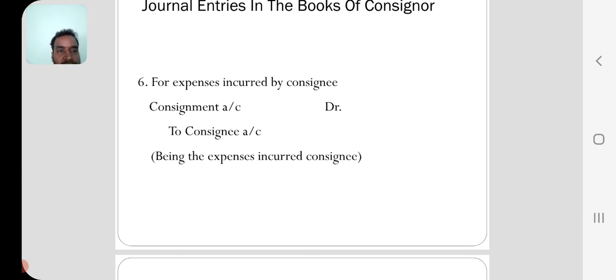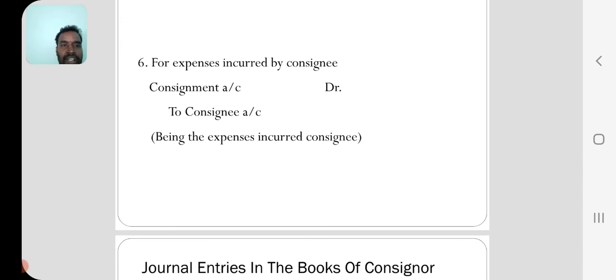Expenses incurred by consignee: consignment account debit to consignee account. In consignment account debit side, we have to write "to consignee". In consignee account credit side, we have to write "by consignment account". And we have to mention the amount.